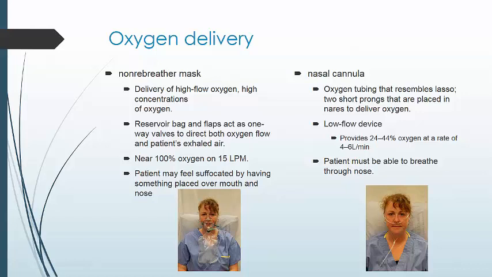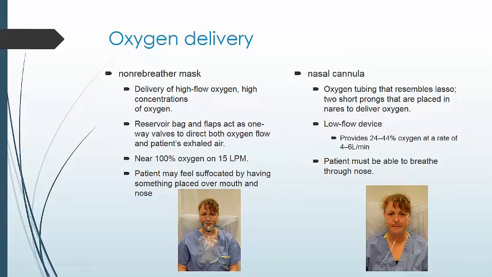For your nasal cannula, this is a length of tubing that looks almost like a lasso with two little prongs on it. And what this does is those prongs sit in the nares to deliver your oxygen. It's a low flow device, and it provides oxygen concentrations between about 24 to 44% at flow rates between 4 and 6 liters per minute.